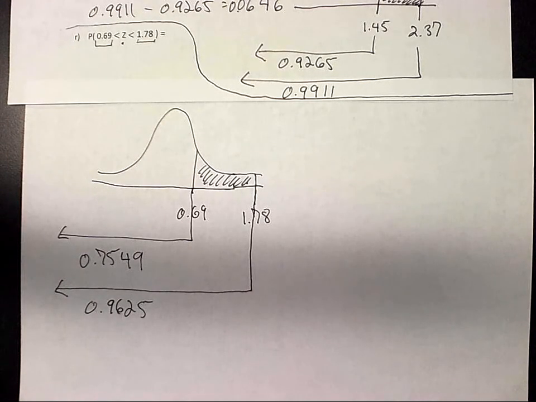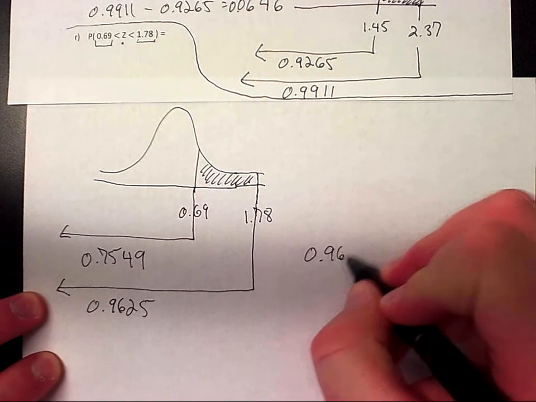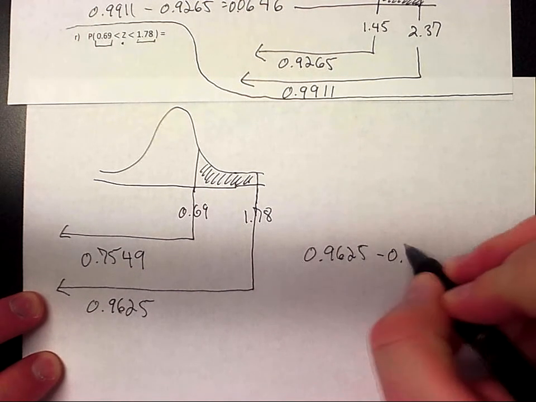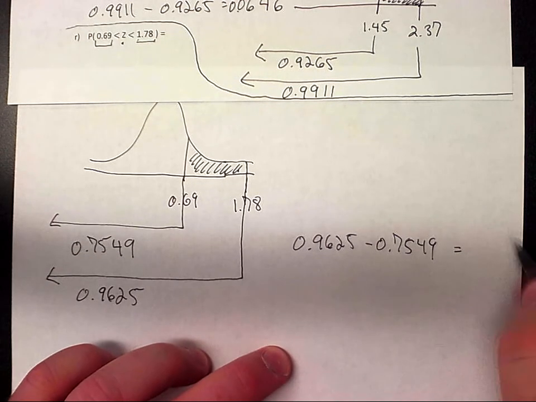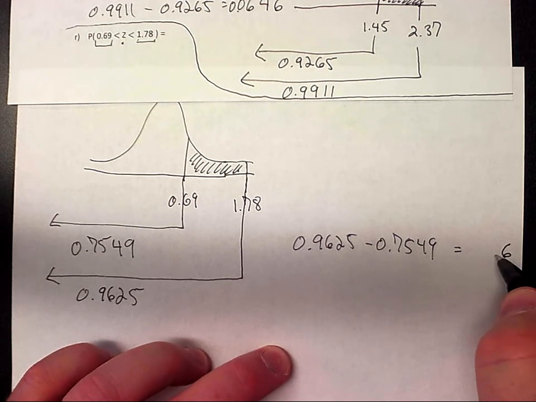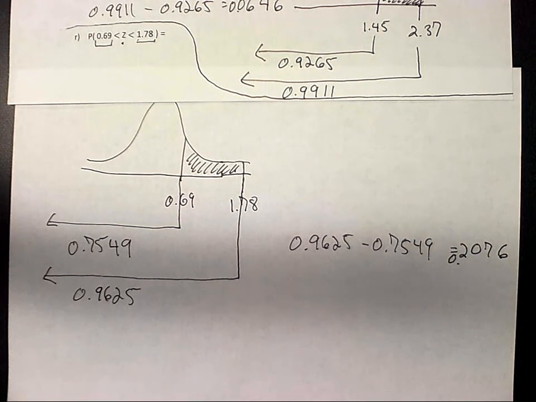In order to find what's in between, we're going to subtract the smaller one from the larger one. So we're going to have 0.9625 minus 0.7549. And this is going to give us 0.2076. Awesome. Thank you. Everybody good with 0.2076? You guys get the gist of these problems?